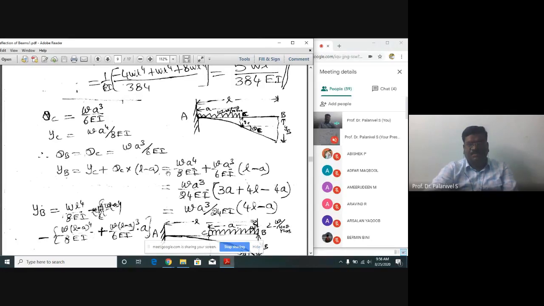This is just a procedure I am telling. This way, in the exam, if you get any problem like this with numerical values, you have to solve this way. This is the guideline. So the deflection here is the deflection here plus theta C into this length L minus a. That's what we have written here, in terms of rotation. You need not remember this, I am telling the guideline, the steps of how to solve it.